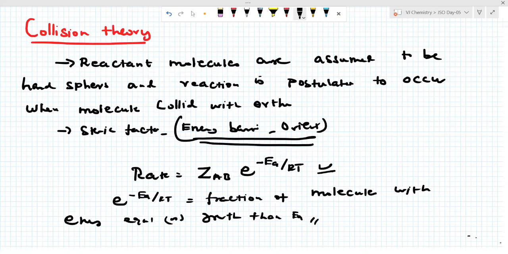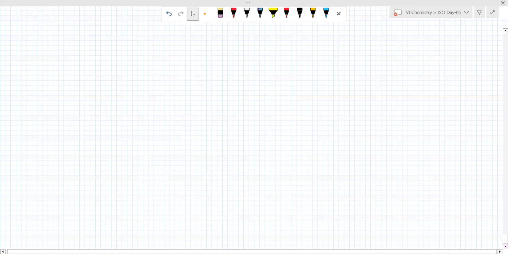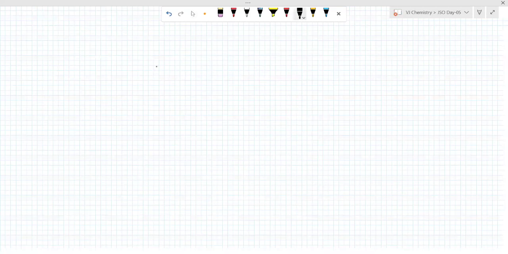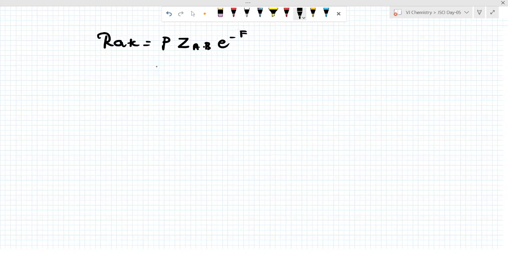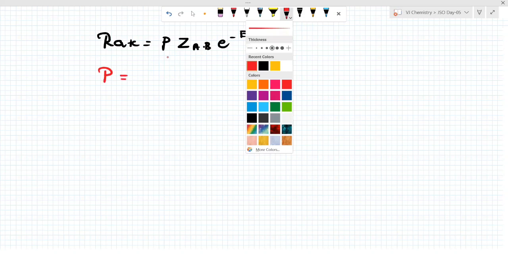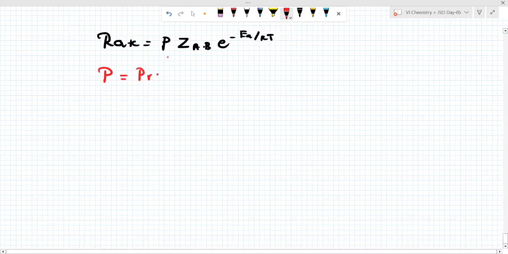Now listen. The product formation is based on the energy barrier and the collision. Now I am going to introduce a new term, the collision parameter. Please note. The rate is equal to P into Z_AB e power minus Ea by RT. Now what is P? This is very important. This is the probability.